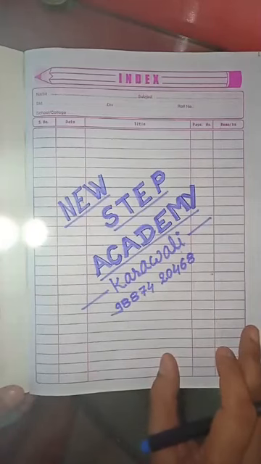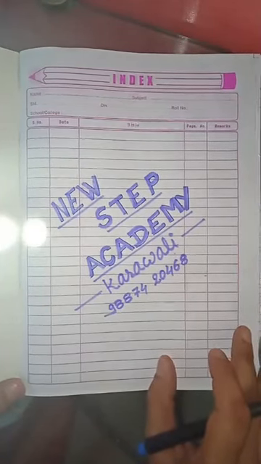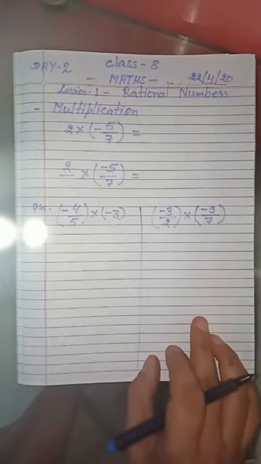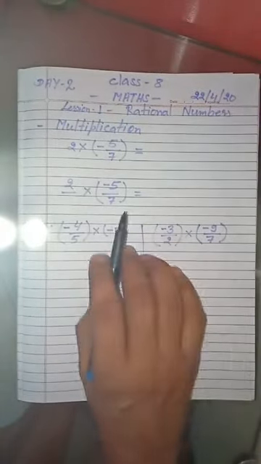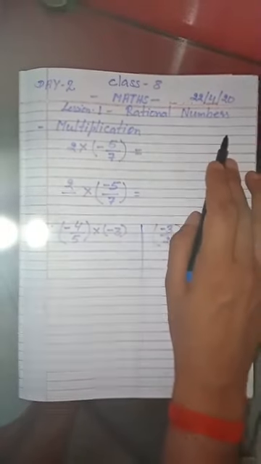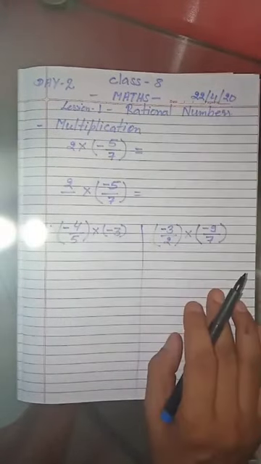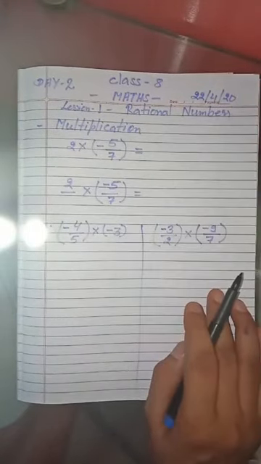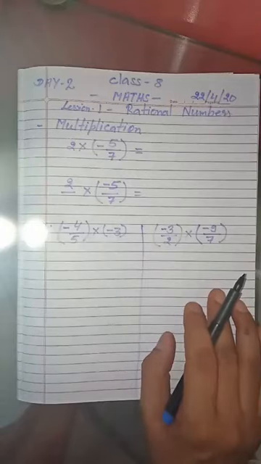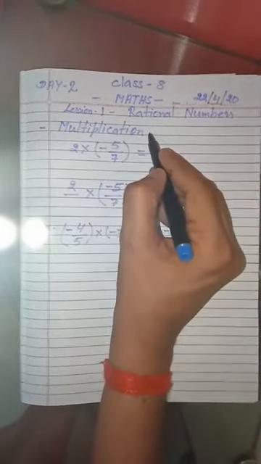Today we have another class for class 8th. The topic is rational numbers. Earlier we have studied rational numbers. According to this chapter, we have studied the addition and subtraction of rational numbers. Now we are going for the multiplication.